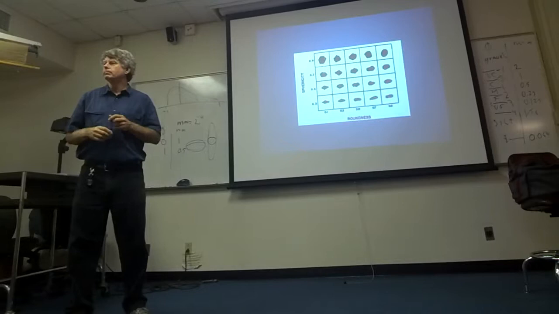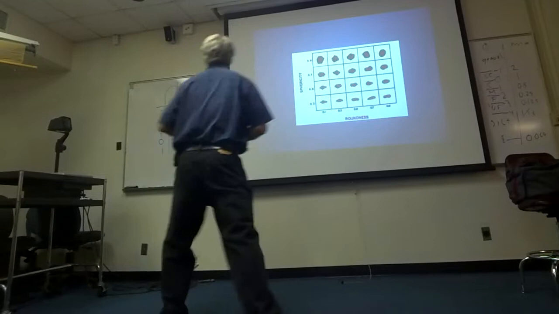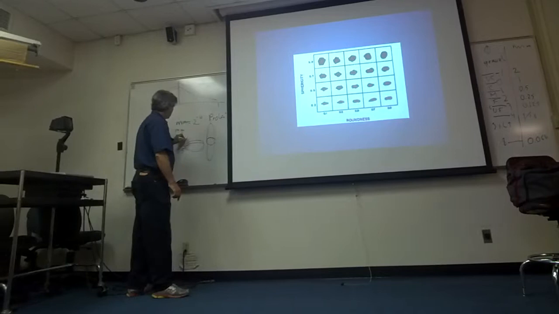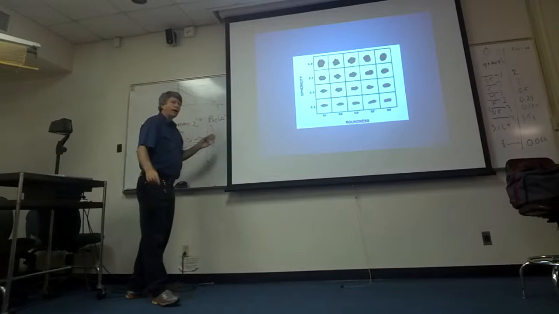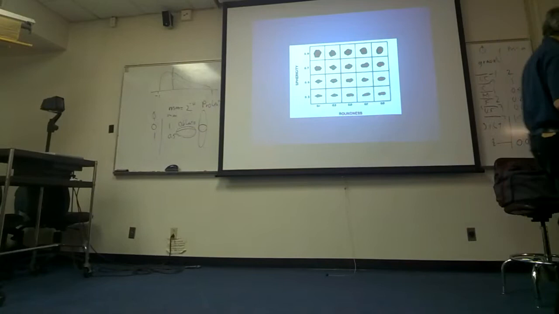Questions? Yes. What was the first one called again? Oh yeah, I might as well write it. Prolate. Prolate, oblate. And what's one that's shaped like a sphere? Spherical. All right. Roundness. Okay. So we've been through everything.